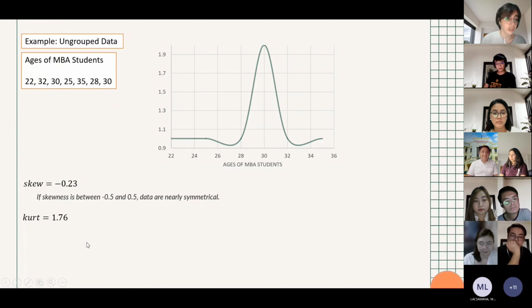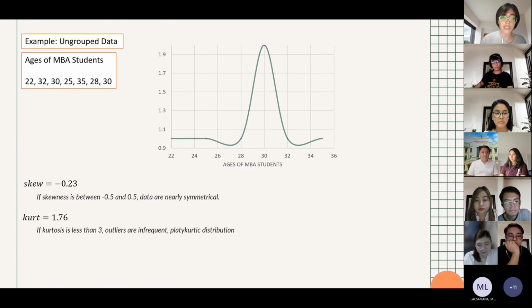Now for the kurtosis, our kurtosis is equal to 1.76. Again, if kurtosis is less than 3, outliers are infrequent, or it is a platykurtic distribution. If you notice in this ungrouped data, ours is not very long-tailed. So we fall under the platykurtic distribution, or our curve is quite high.